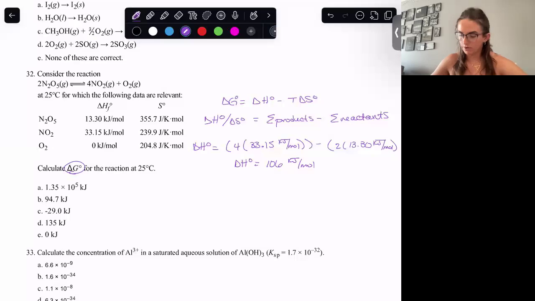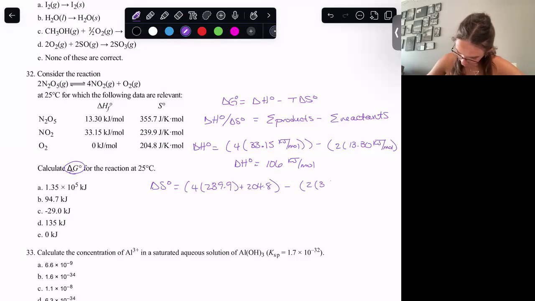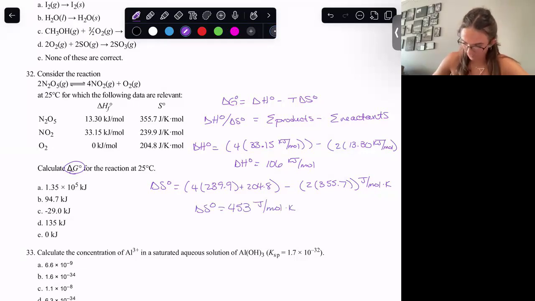Okay. And then we're going to do the same thing for our delta S. However, this time we do need to include the oxygen, because that does have entropy associated with it. However, this time, all of our entropy is in joules per mole Kelvin, so we need to pay attention to the fact that our units are different. So I get delta S naught equal to 453 joules per mole Kelvin.